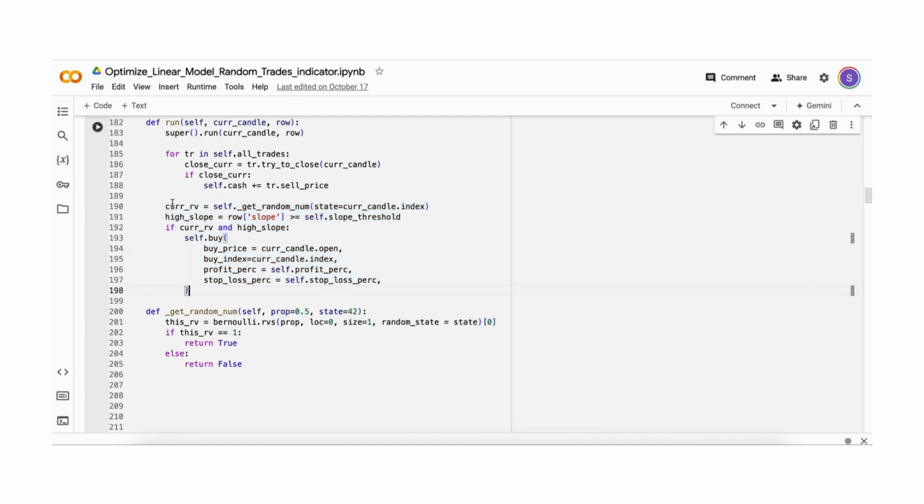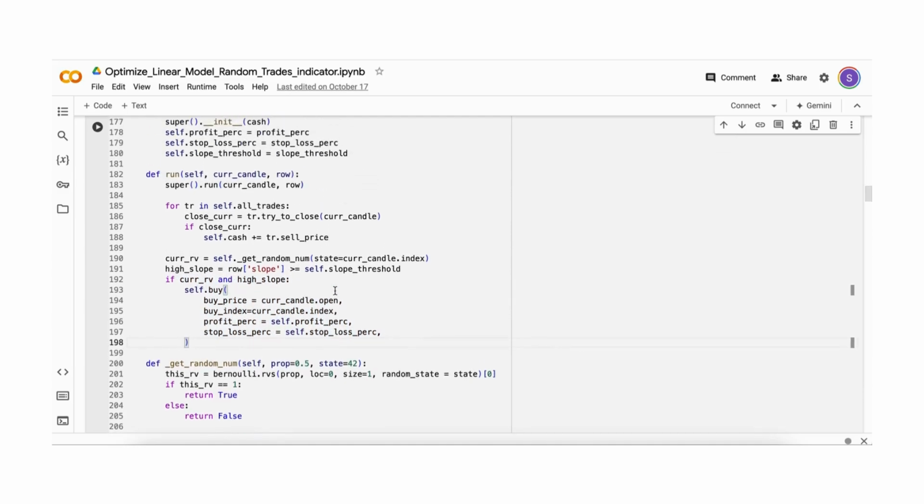So in this case, we have two conditions. One is where we generate a random variable which can be 0 and 1 using this function, and if the random variable is 1, and the second is this Boolean variable where we say if the slope is greater than the threshold that we define. If those two conditions are satisfied, then we enter a trade.